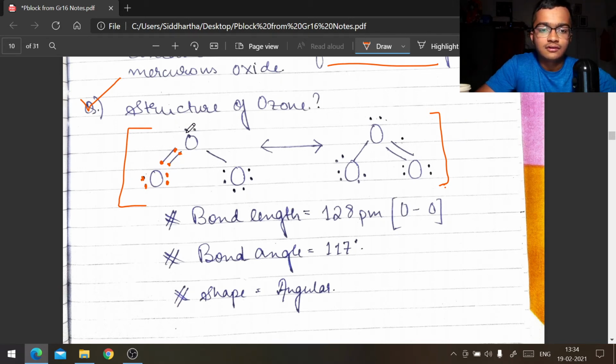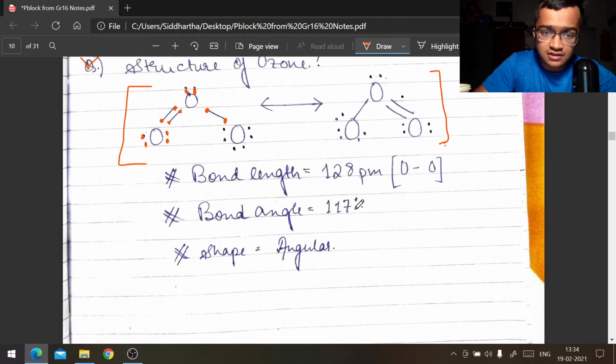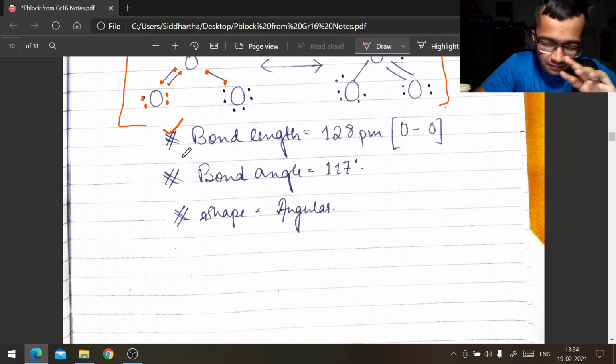If you can see here, 1 2 3 4 5 6 7 and 8. And similarly for this oxygen also, 1 2 3 4 5 6 7 and 8, right? Similarly, while making the other structure also, you have to keep in mind that oxygen must have 8 electrons, otherwise you won't get marks.